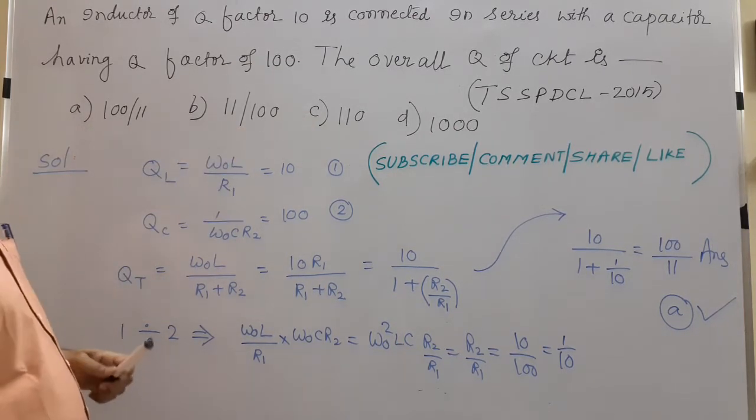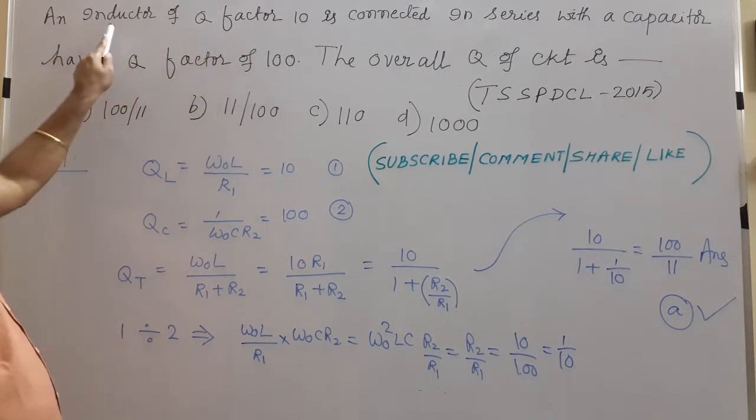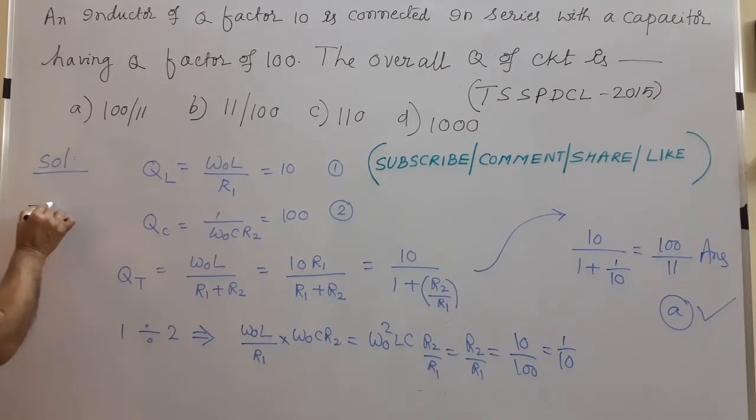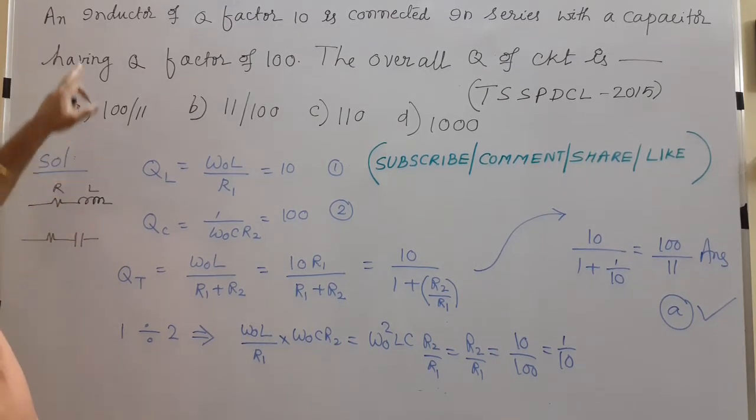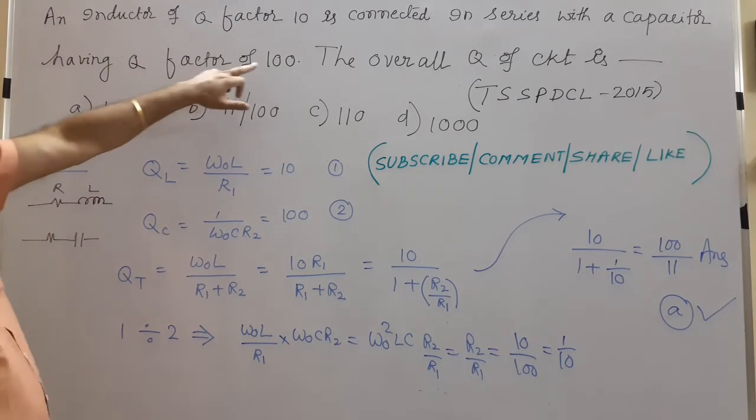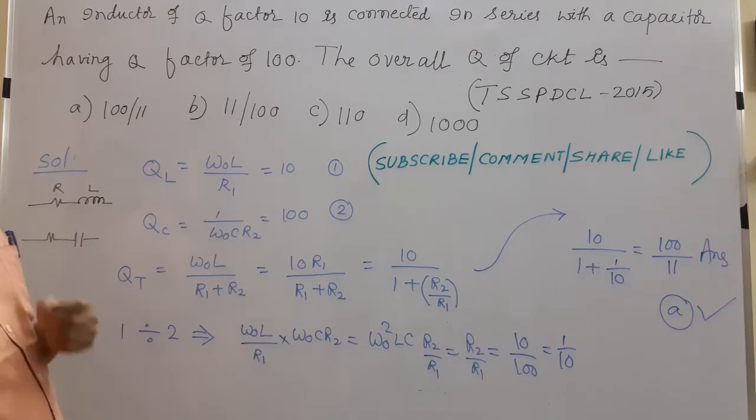ABCD options are also given. So what is the data given? Quality factor of inductor: any inductor's equivalent circuit is a resistor in series with the inductor, so this is RL. The capacitor's equivalent circuit is R and C. So the quality factor of the inductor is given as 10, and the quality factor of the capacitor is given as 100. If both are connected in series, what is the overall quality factor? That is what the question is asking.